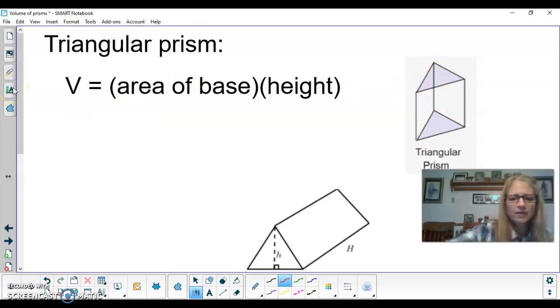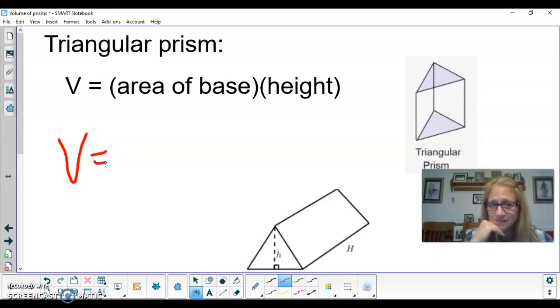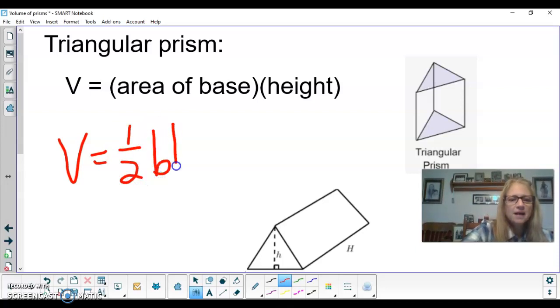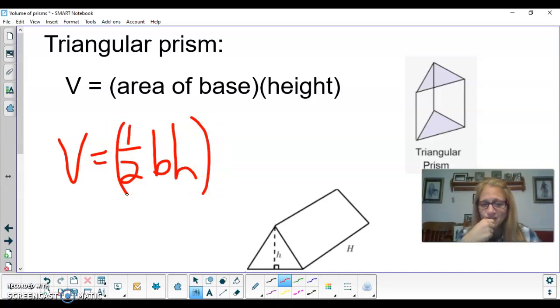So the area of the base is a triangle. So we're going to throw in what you need to write. This is what you need to write. Volume equals, now, do we know what the area of a triangle is? I will tell you. It's 1/2 the base times the height. Okay, put that in parentheses because it's going to have 2 H's.